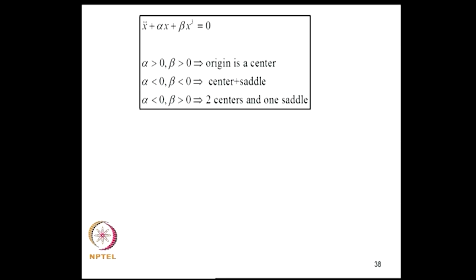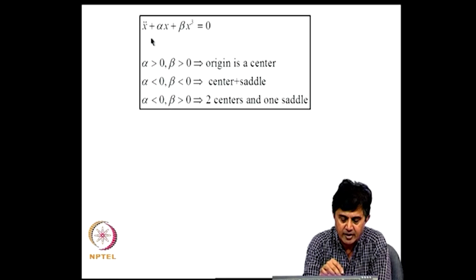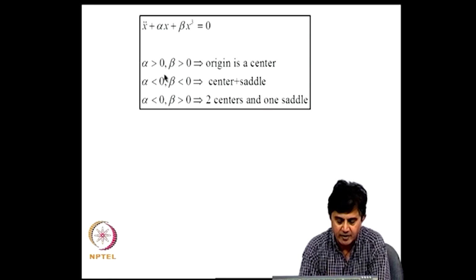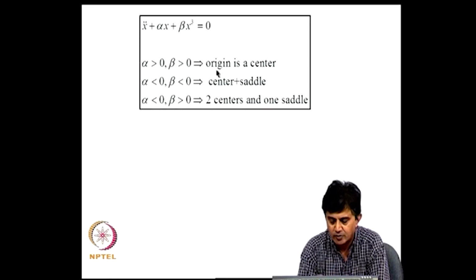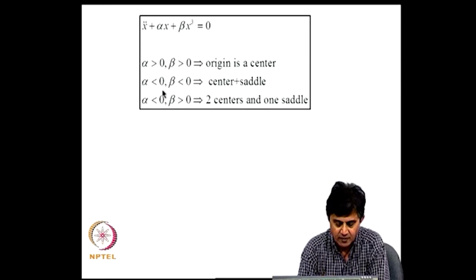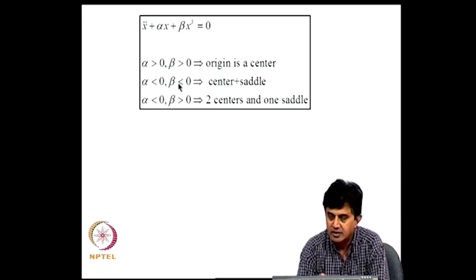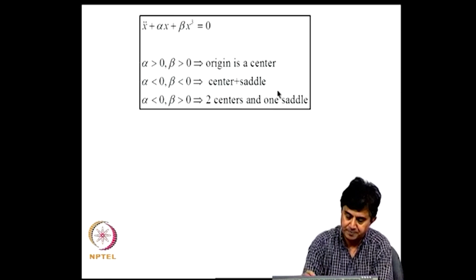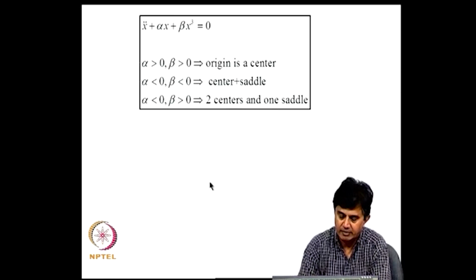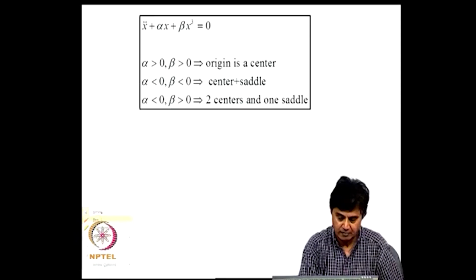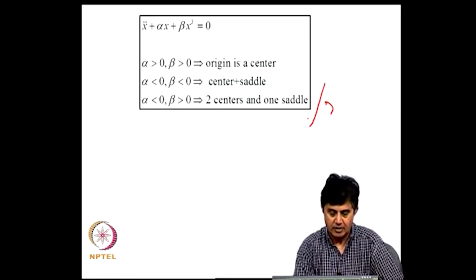We can consider, to illustrate, a system with 2 parameters alpha and beta: x double dot plus alpha x plus beta x cube equal to 0. Now, if alpha is greater than 0 and beta is greater than 0, we can show that the origin is a center. If alpha is less than 0 and beta is less than 0, there is a center and a saddle. If alpha is less than 0 and beta greater than 0, there will be 2 centers and 1 saddle. So, you can analyze this problem and see if these statements are right.